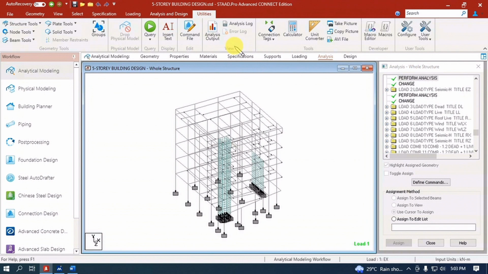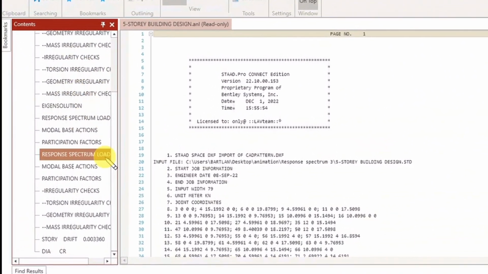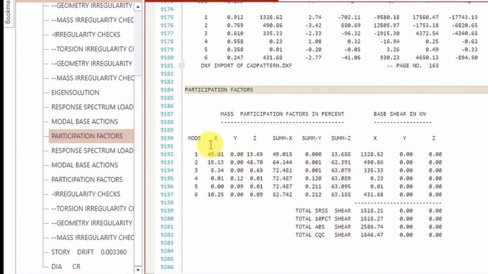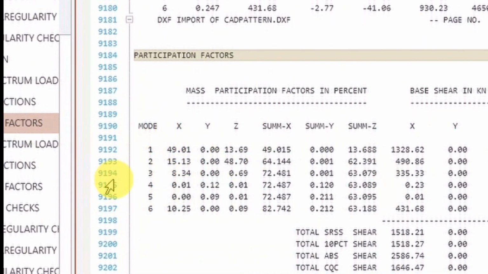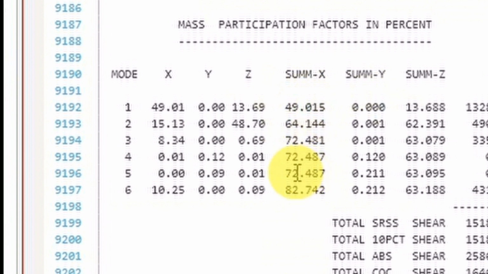Sa 6 na ito, tinitingnan kung aabot ito sa 90% participation factor. Kung makikita natin dito sa output, punta tayo sa participation factors. Ito. Makikita natin 6 modes lang ang ginamit ni STAAD. Hindi ako naglagay, kundi si STAAD na ang automatic na nagbigay ng 6 modes. Sa 6 modes na yan, makikita mo dito ang sum X, sum Y. Sa X, sa mode 1, 49.015 lang ang participation. Sa mode 2, mode 3 hanggang sa 6, 82.82 ang kanyang mode participation factor. Yan ay sa X direction. Sa Z direction naman, 63.18.